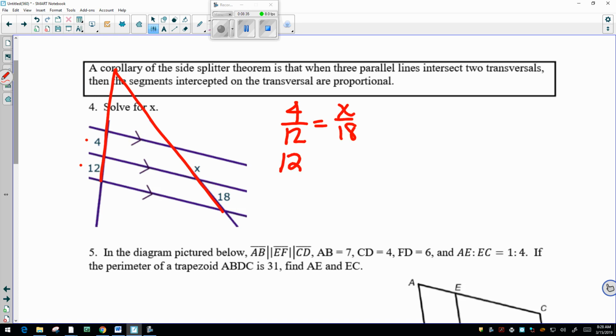And if we cross multiply, I get 12x is equal to 72. And dividing through, I'm going to find x is 4. So nothing really changes. It just gives us an extension that says I can have more than one set of lines that are parallel. So in this case, I have 3.